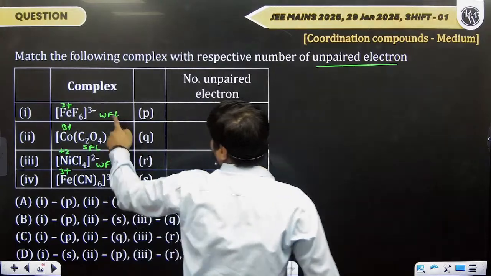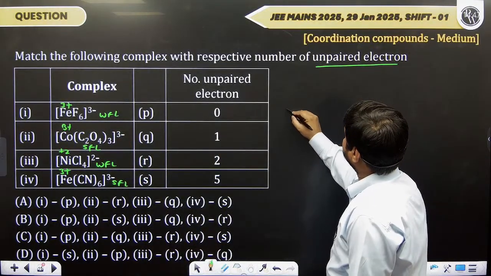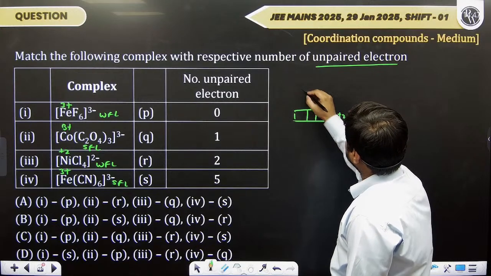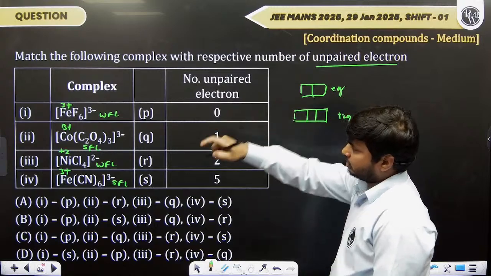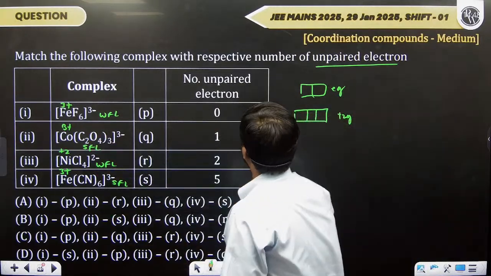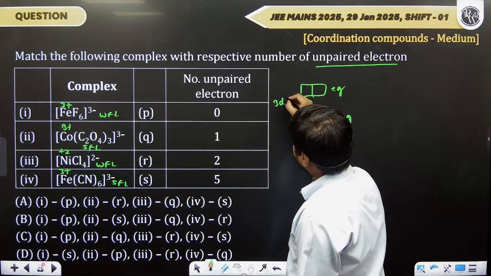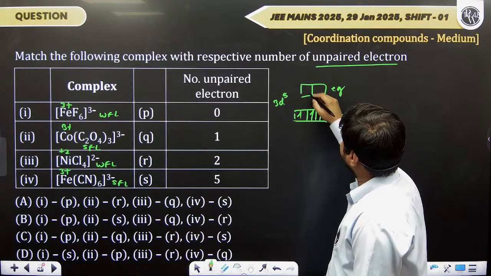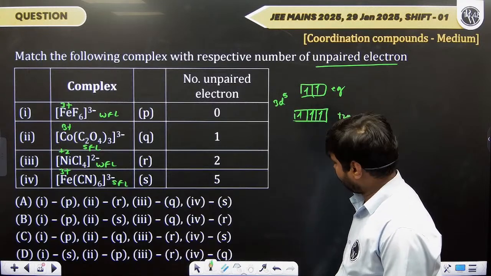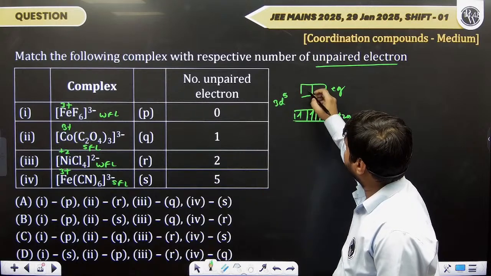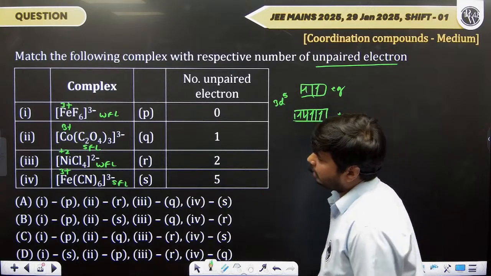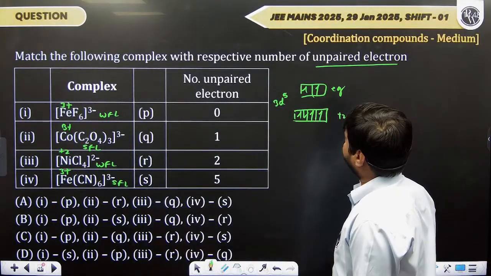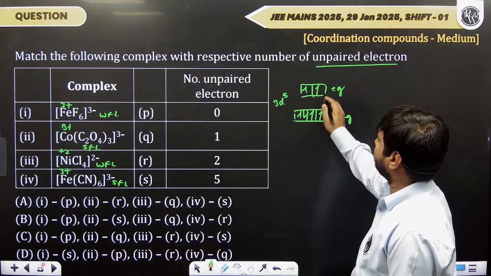Okay, so in the weak field ligand we can write, first we will be having the t2g, then we will be having the eg orbitals. So Fe plus 3 will be having 3d5. So 1, 2, 3, 4, 5. In the weak field ligand we don't have to do the pairing. We should avoid the pairing in the weak field ligand. So how many unpaired electrons do you see? 1, 2, 3, 4.